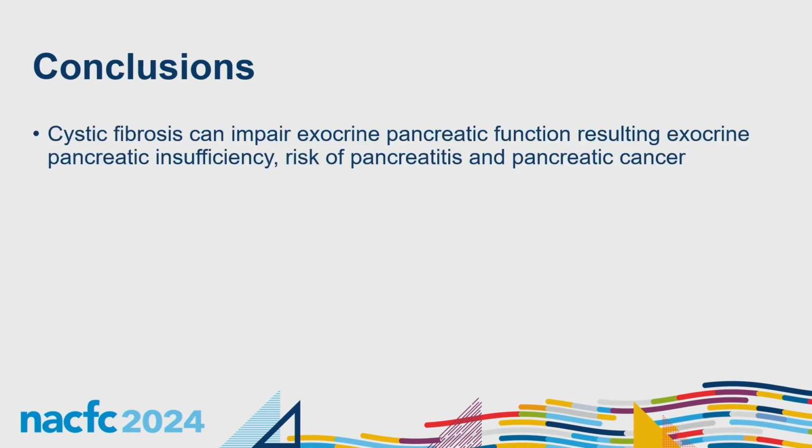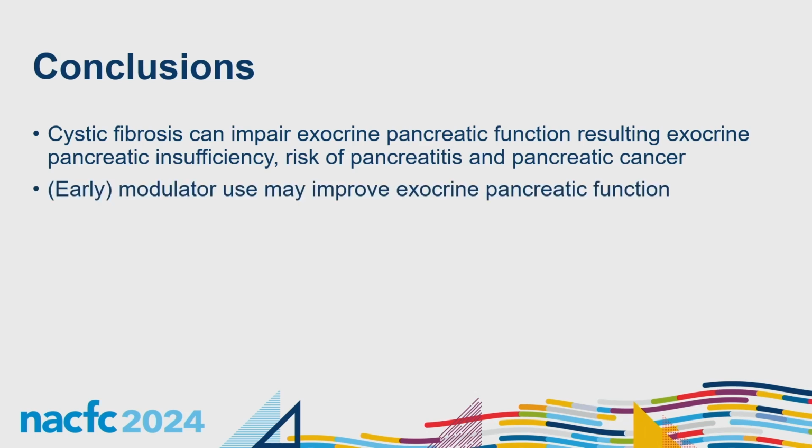In conclusion, cystic fibrosis can impair exocrine pancreatic function, resulting in pancreatic insufficiency, risk of pancreatitis, and pancreatic cancer. Modulator use may improve exocrine pancreatic function. The data suggests this effect is more robust with early utilization of modulators.